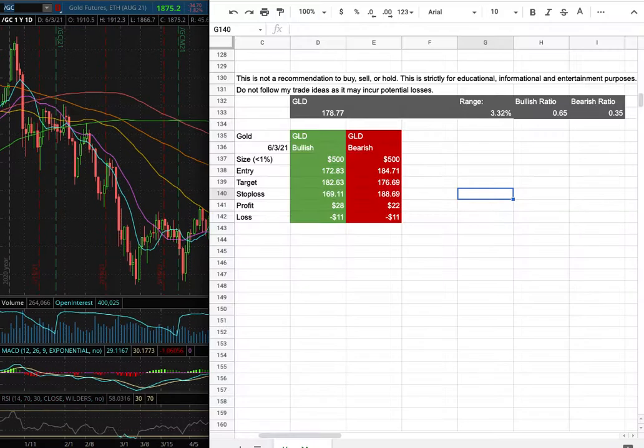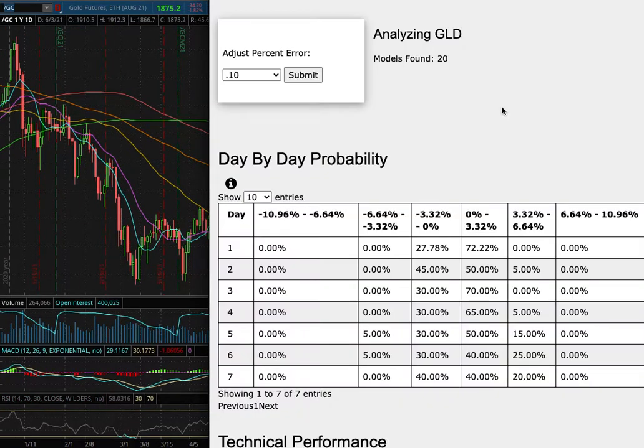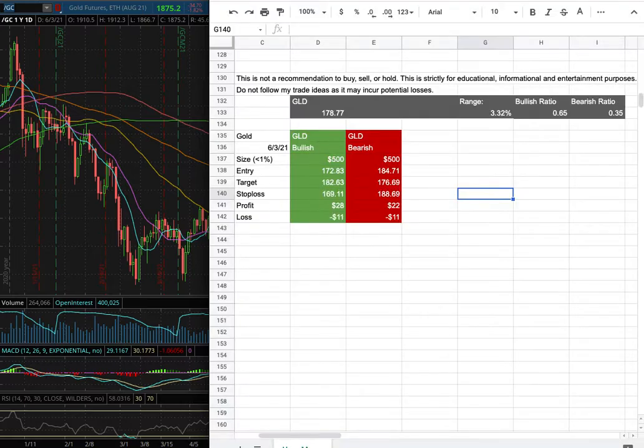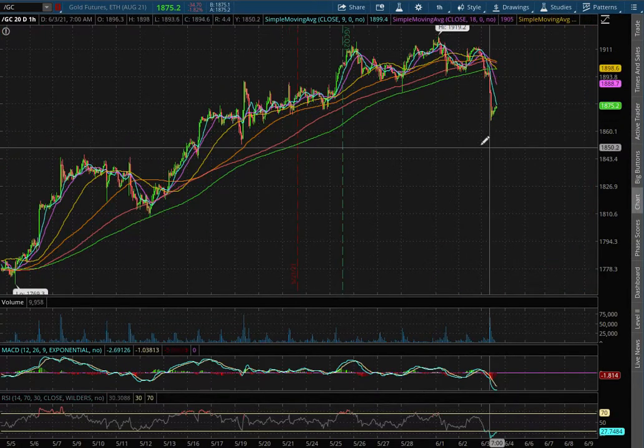Gold futures. In this video, we'll be going over my trade idea of the week and the day-by-day probability model. So let's start off with the technical analysis on the 1 hour chart.